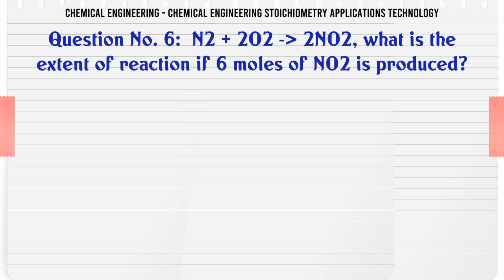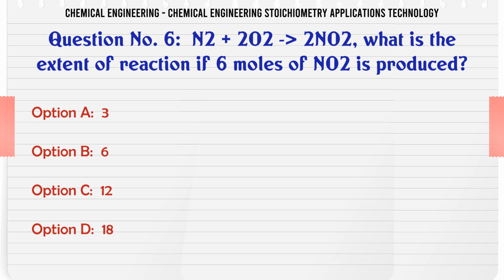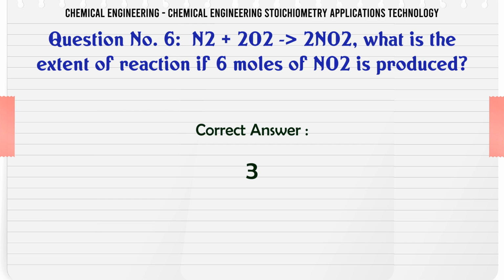N2 + 2O2 → 2NO2. What is the extent of reaction if 6 moles of NO2 is produced? A 3, B 6, C 12, D 18. The correct answer is 3.